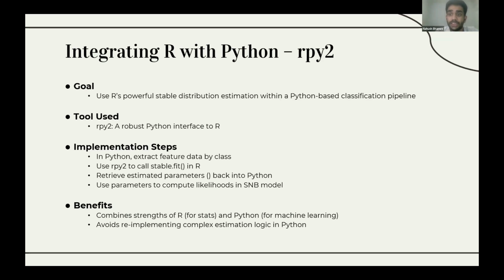This hybrid approach gives us the best of both worlds. We retain R's statistical rigor and precision for parameter estimation while taking advantage of Python's ecosystem for modeling, experimentation, and scalability. Importantly, it ensures reproducibility and avoids implementation errors that can arise when manually translating algorithms across languages.